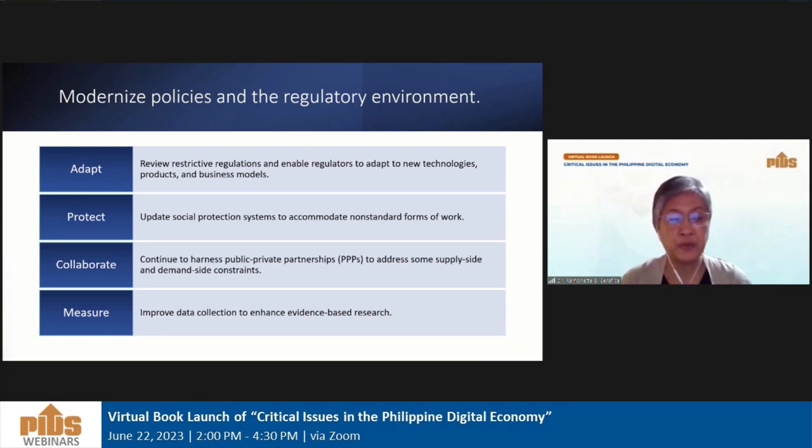There's also a need to improve data collection. Evidence-based research and evidence-informed policies rely on good quality data. It is important to ensure that definitions and terminologies are consistent. Also, consider the collection of data through innovative methodologies and the strategies to assess the contribution and needs of this emerging sector.